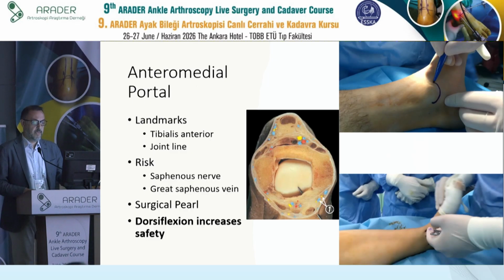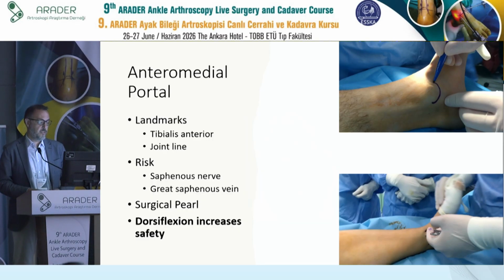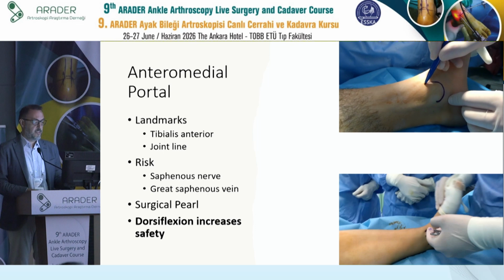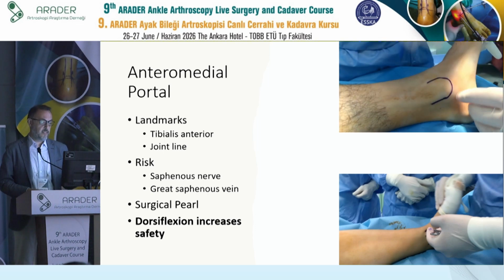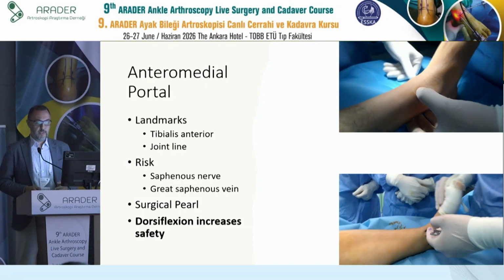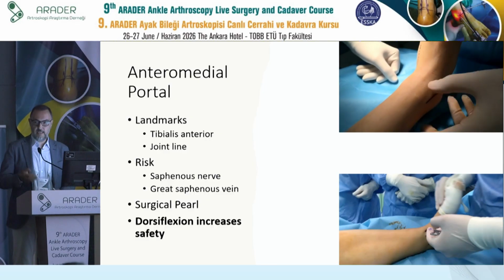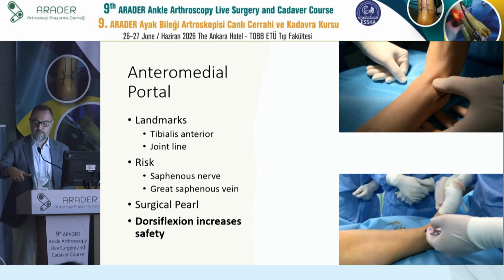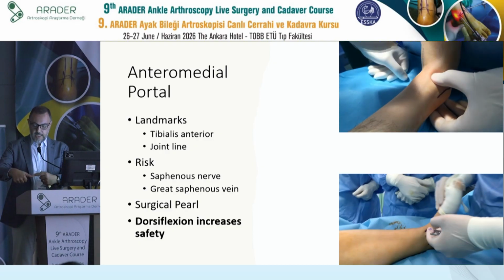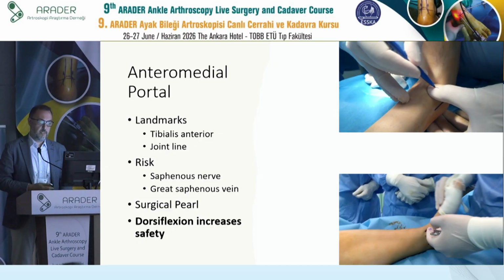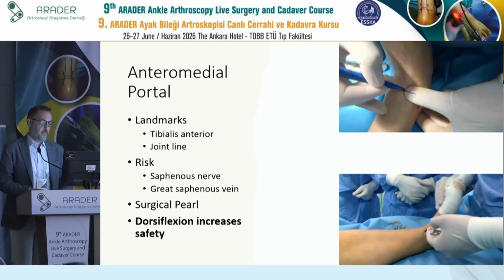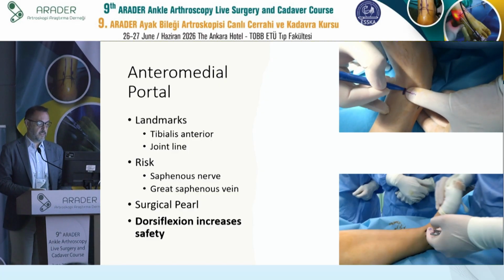When we are dealing with anterior arthroscopy, we first start with the anteromedial portal. We need to check the tibialis anterior muscle and the joint line. To find the anteromedial portal, I think the easiest way is something I learned from Professor Van Dijk. When you put your finger on the soft point, the midline which transects your nail is your anteromedial portal. You should check for the saphenous nerve and great saphenous vein. The most important surgical pearl is that dorsiflexion increases your safety. So don't forget that.